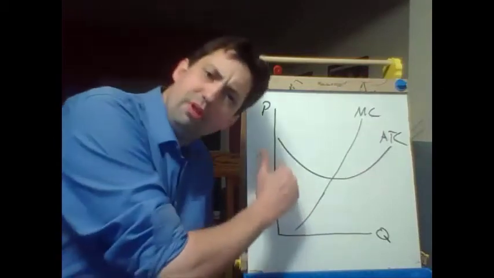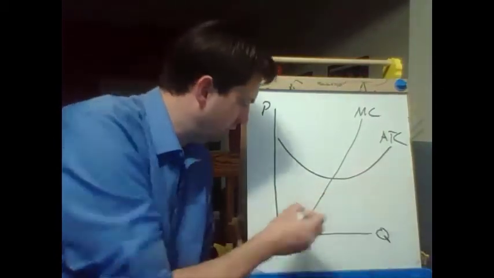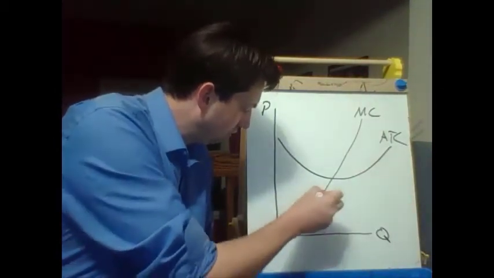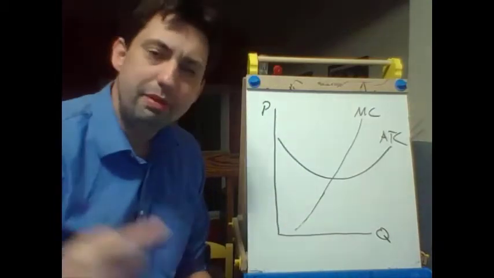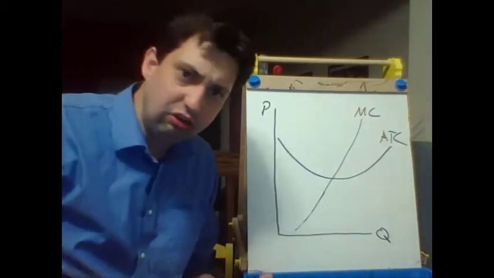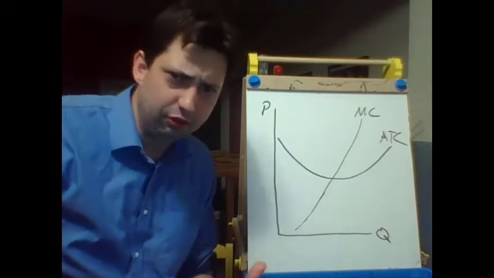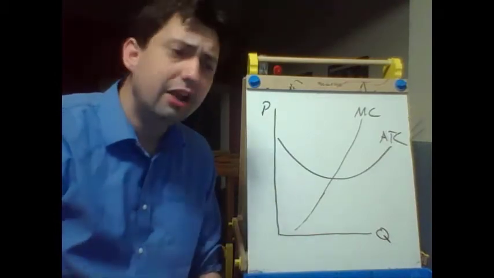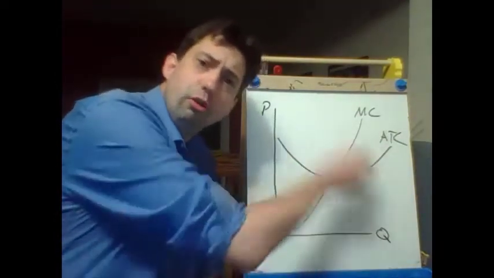Again, some people put a little downward curve right here. Some people don't. It's not really necessary as far as the analysis goes. It's going to be the same either way, because all of the action is going to be in the upward sloping part of the curve.